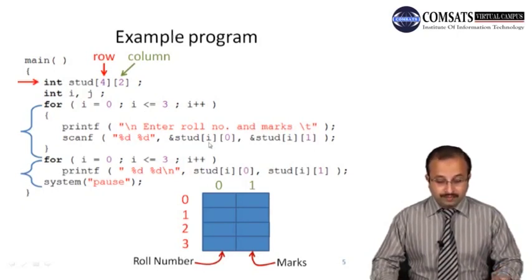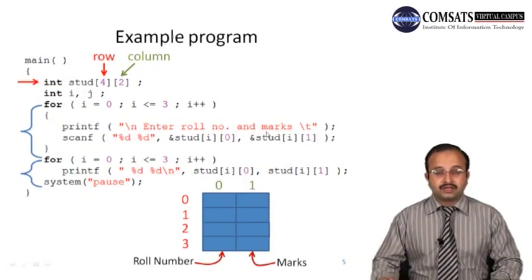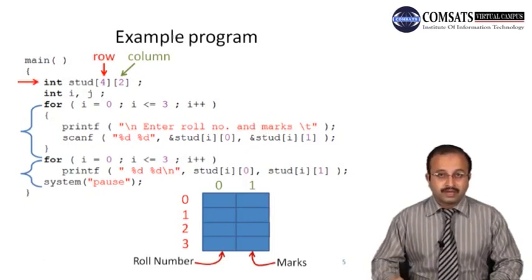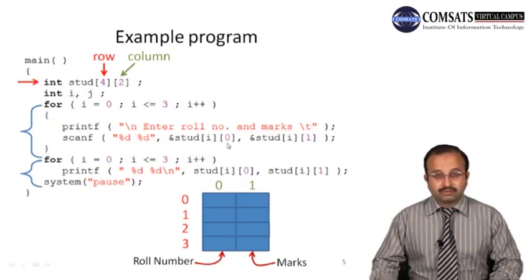Here you can see that the column value is fixed, that is 0 and 1, because we have 2 columns. So in the 0th column you have to store the roll number value. So the message you are going to display is enter roll number and marks. So first the user enters the roll number and then he enters the marks, right? So this column is for the roll number, the 0th column is for the roll number, and the 1st column is for the marks, and the value of I is changing.